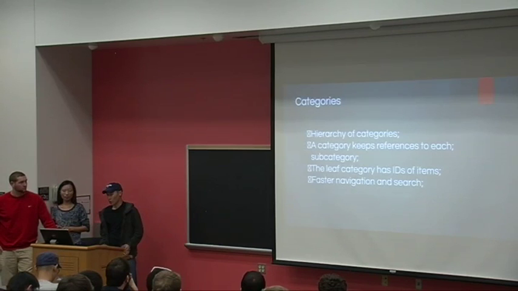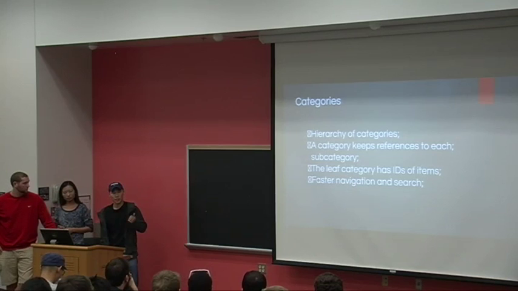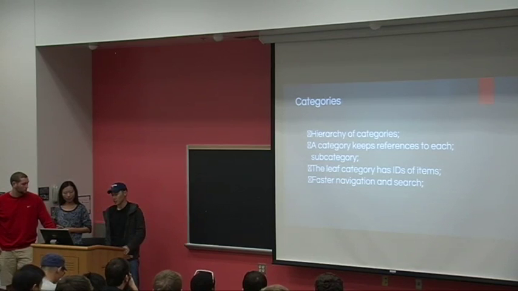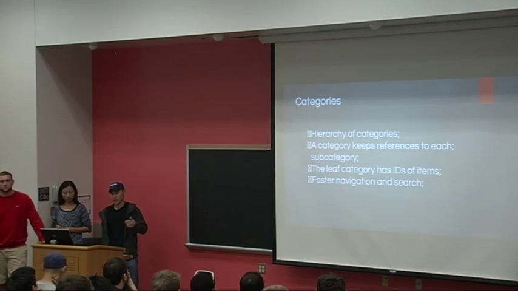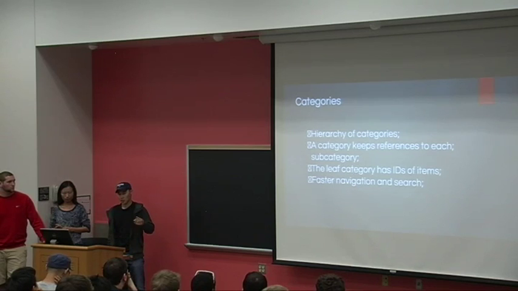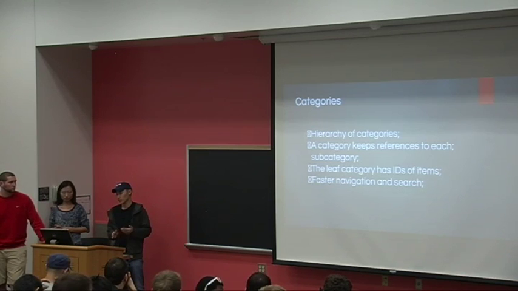This is how we see the organization of our project. The main thing is, of course, sale items, and they will have attributes. And this is how we see our hierarchy. Each category will keep a reference to each of its subcategories. If one of the subcategories is a leaf in the hierarchy, then it will hold IDs of actual items. So this will allow us to navigate, search, or browse faster.